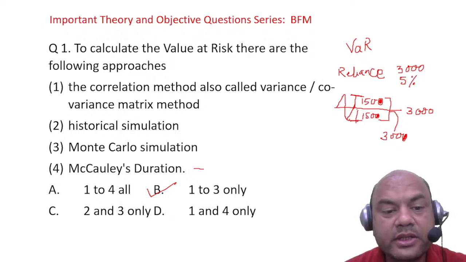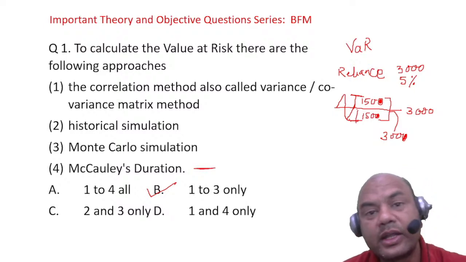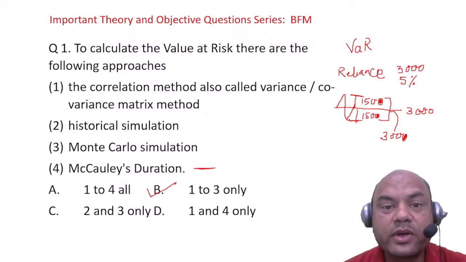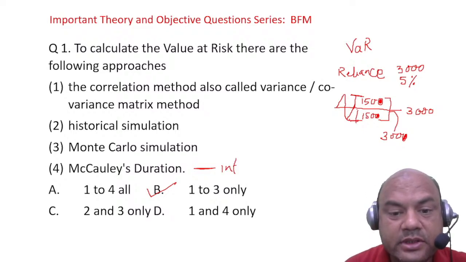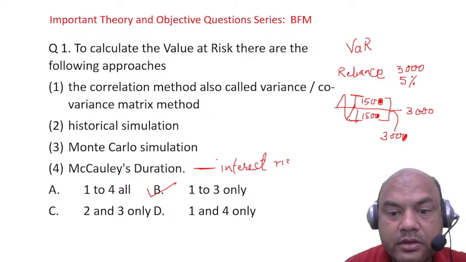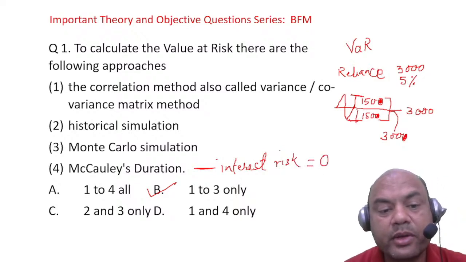Macaulay's duration is used for something else. What is Macaulay's duration? Macaulay's duration is that period of the bond in which the interest rate risk is zeroized. Interest rate risk equals 0. That is Macaulay's duration.